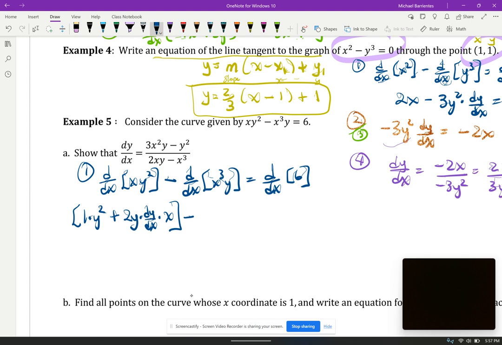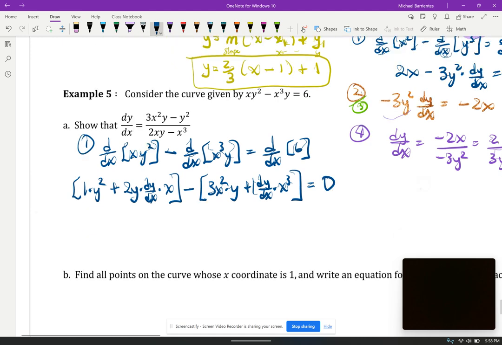Minus, I got to take the derivative of this. Once again, I have x's and y's, so I need to do a product rule. Take the derivative of the first times the second, plus take the derivative of the second, that's 1 dy/dx, times the first, and that takes care of the second. And that's going to equal 0 because the derivative of a constant is just 0.